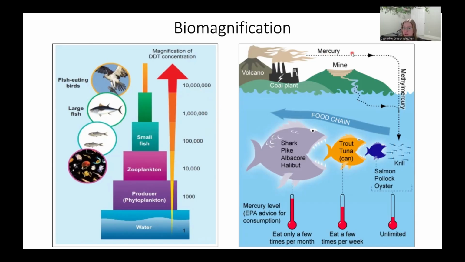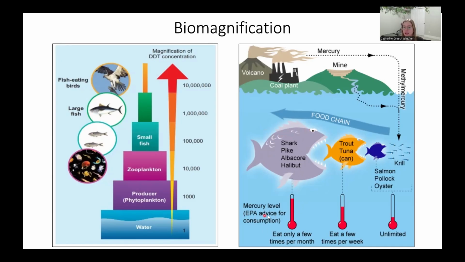The same thing with mercury. Mercury is a metal. Mercury causes health problems. Mercury is released into the water source from coal and volcanoes and mines. And then methylmercury gets into the water. It's not particularly high in concentration, but the krill get it. And then whoever eats the krill gets it. And then whoever eats the thing that eats the krill gets it. And each time you move up a step, you have a higher level of mercury in these organisms. And so your apex predator has the highest level in their body.